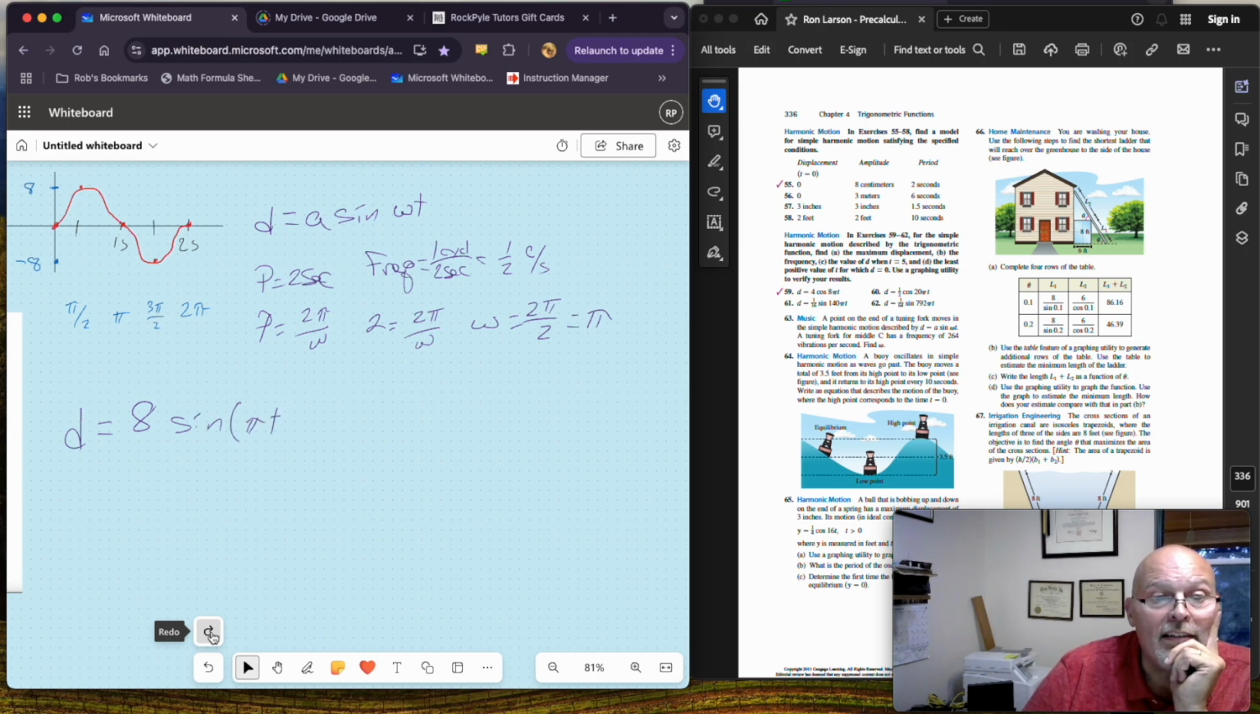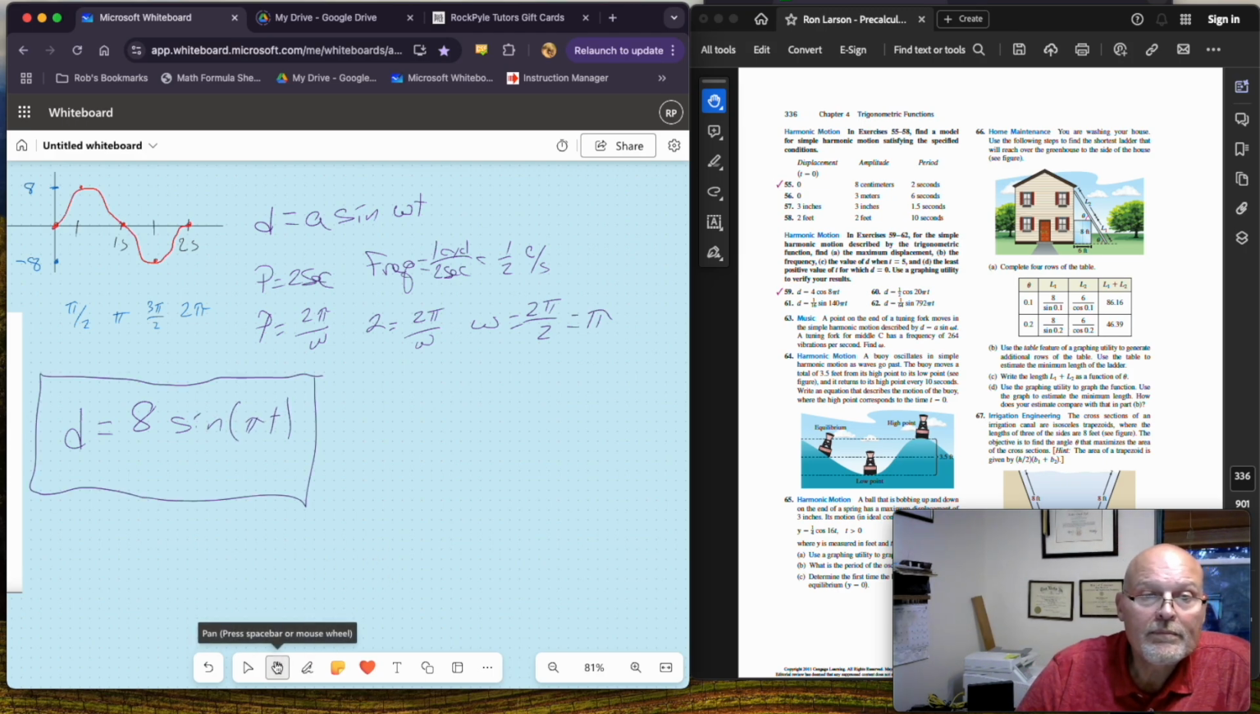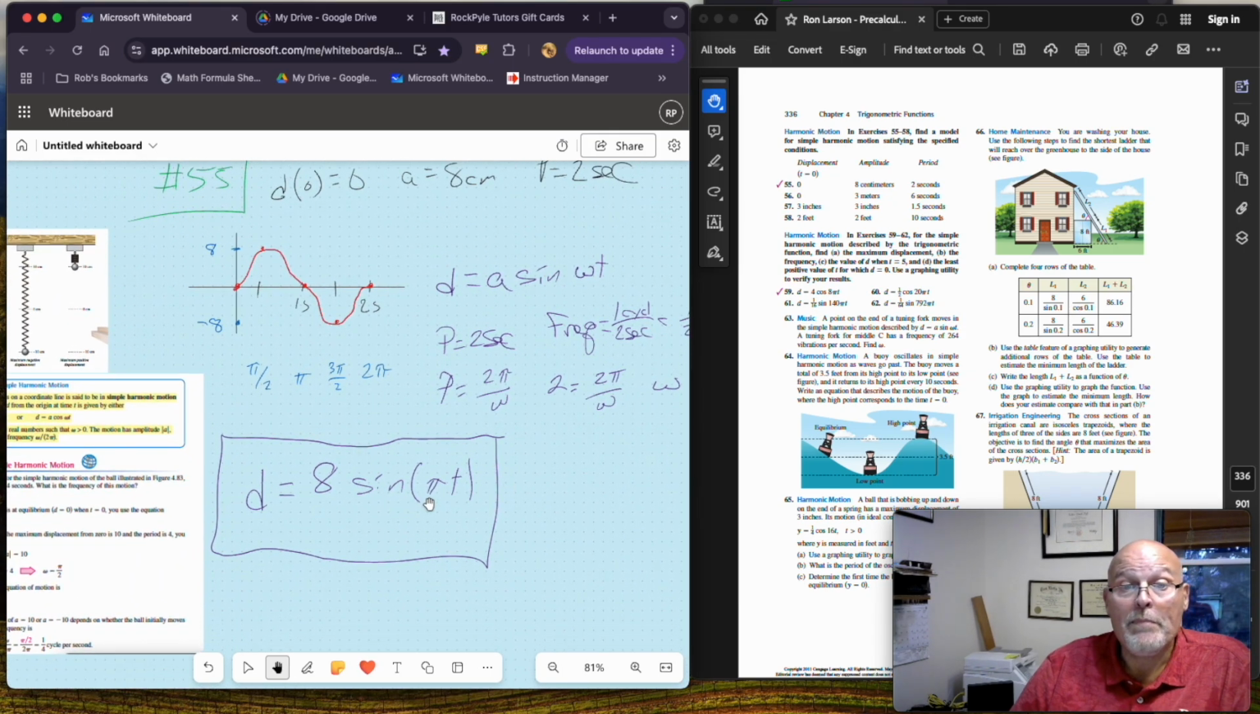D equals 8 times the sine of pi t. Which means, let's picture this through. At 1 second, when t is 1, I'm going to do the sine of pi times 1, which is sine of pi, and that's 0. That matches. If I do half, when t is a half second, right here, then this is going to be pi times 1/2, or pi over 2. Sine of pi over 2 is 1. 1 times 8 is 8. And that's how we turn harmonic motion into a sine or a cosine function.